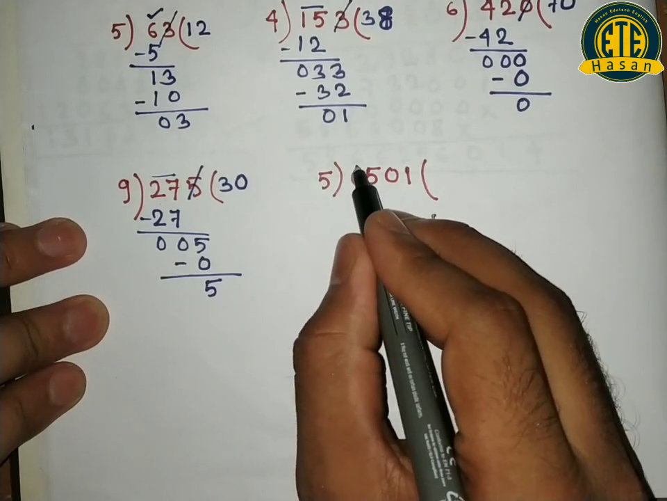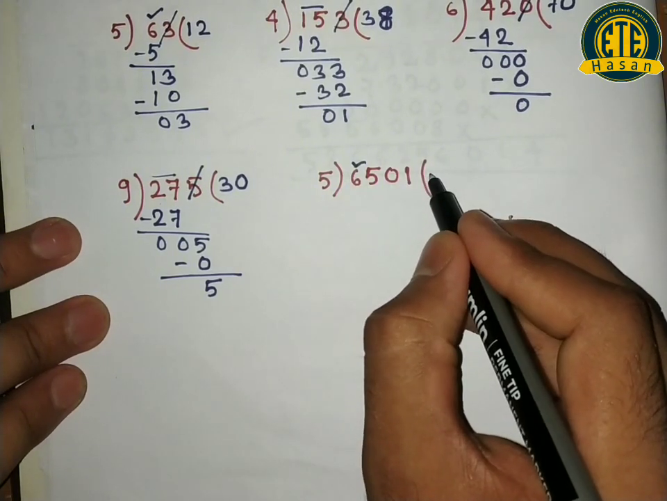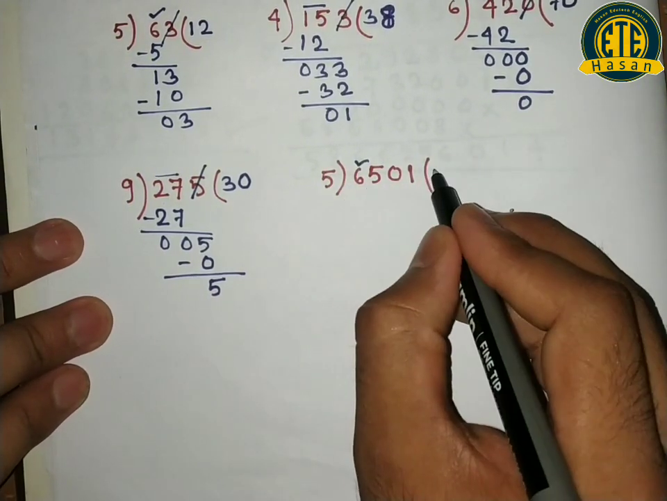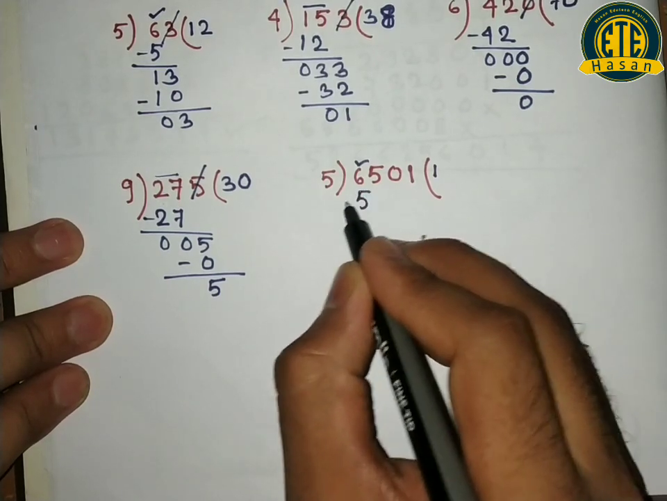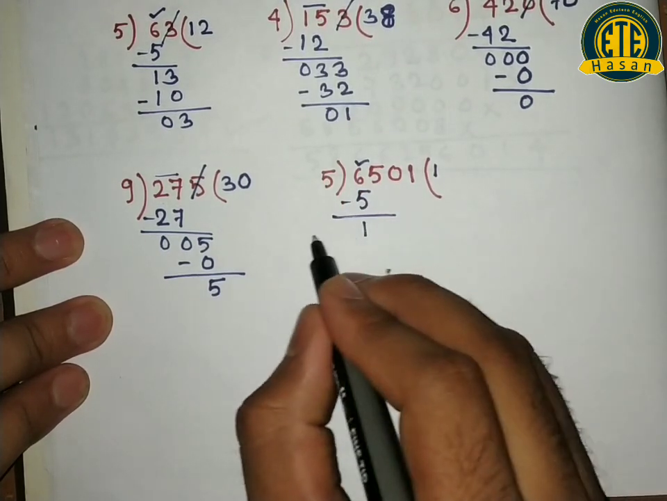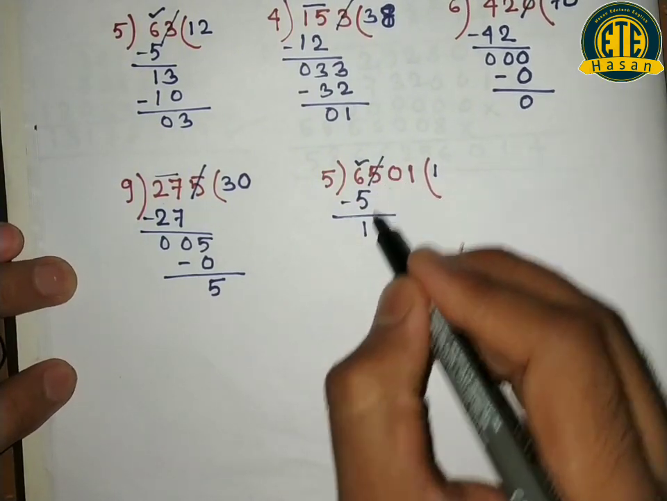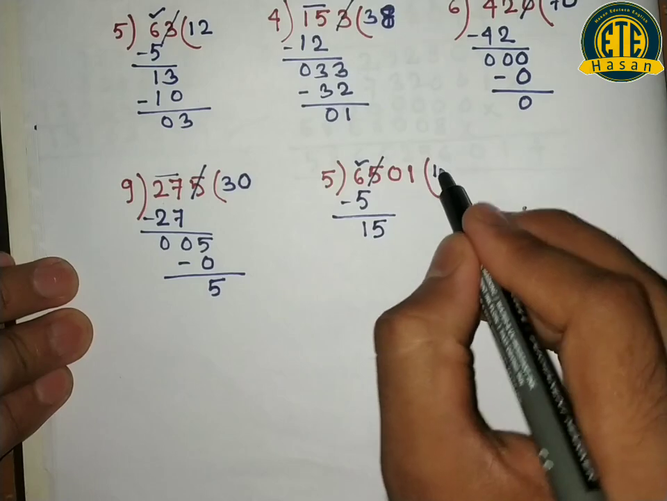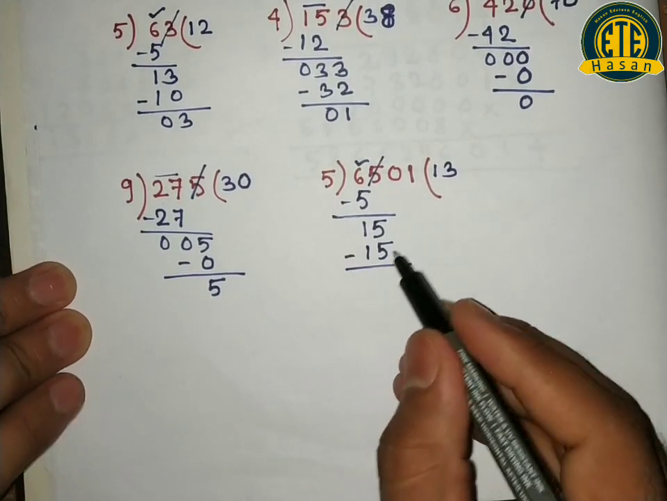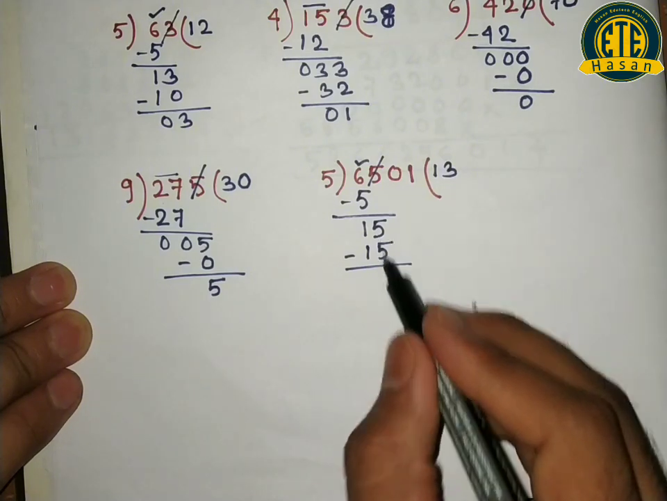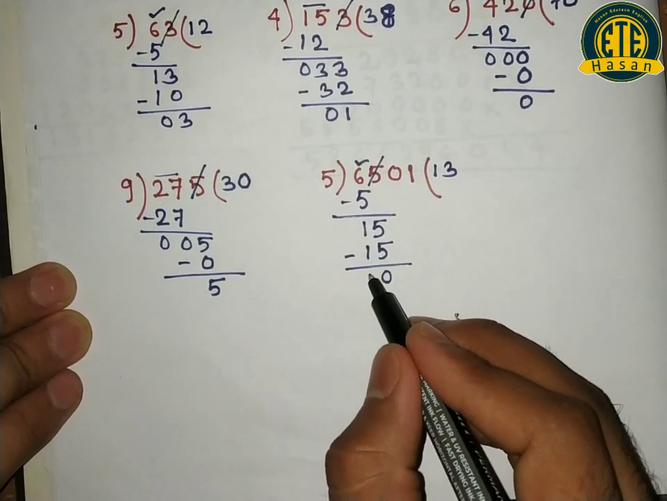First number is 6. Count 5 once: 5 is below 6, so 5 ones are 5. Subtract it. Now after subtracting I will note down from the dividend. Dividend is 5. 5 threes are 15. Now subtract it. 5 minus 5 is 0, 1 minus 1 is also 0.